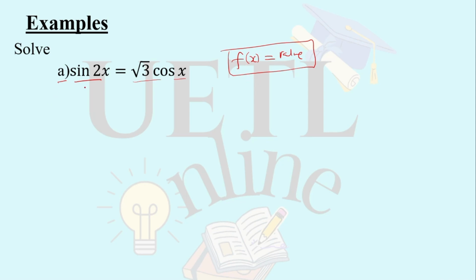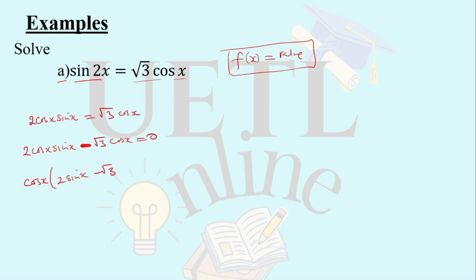So how do you do it here? You just have to use identities. I remember I said that the identity of sine 2x is 2 cos x sine x, which equals root 3 cos x. Now, solving an equation, we can put all of this on one side. It becomes 2 cos x sine x minus root 3 cos x equals 0. Now we can factorize here. It becomes cos x (2 sine x minus root 3) equals 0.